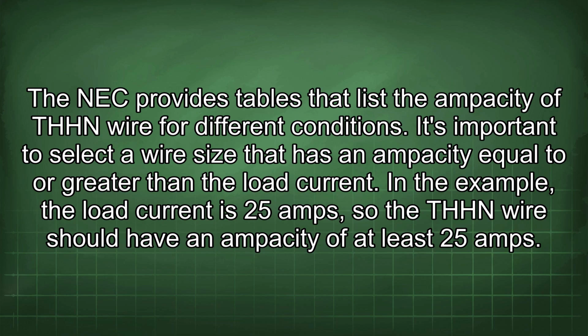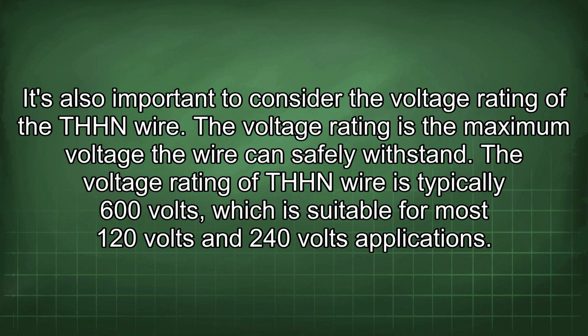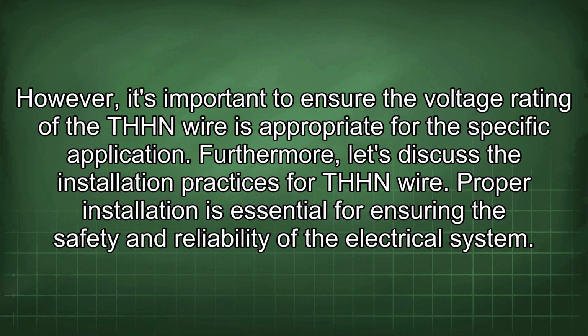It's also important to consider the voltage rating of the THHN wire. The voltage rating is the maximum voltage the wire can safely withstand. The voltage rating of THHN wire is typically 600 volts, which is suitable for most 120 volts and 240 volts applications. However, it's important to ensure the voltage rating of the THHN wire is appropriate for the specific application.